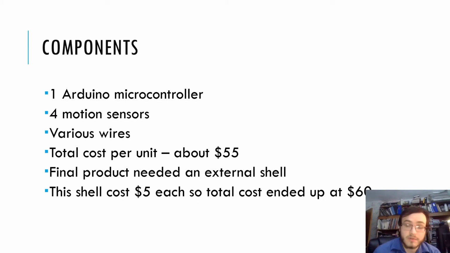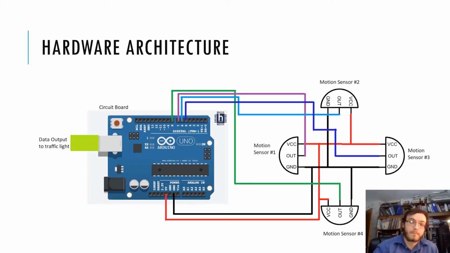Our components were 1 Arduino microcontroller, 4 motion sensors, and various wires. The total cost per unit was about $55, and the final product did need an external shell after it fell out of the test intersection and one of the motion sensors fell off. The motion sensor still worked, but we figured that we would need to put shells on all of the individual units just so that they won't fall apart or fall off again. These shells cost about $5 each, so the total cost per unit ended up being $60.